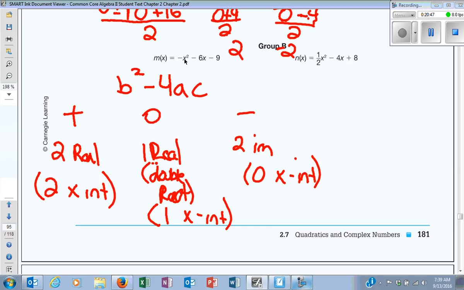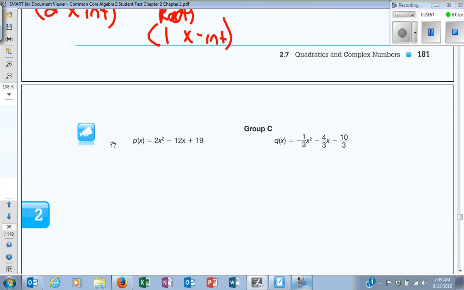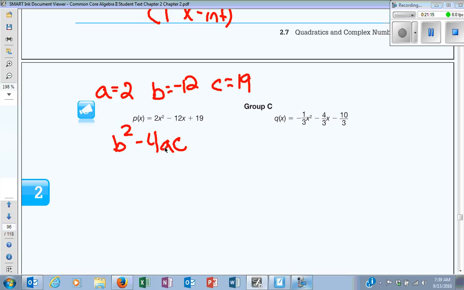So if you wanted to figure out how many X-intercepts this problem has, all you have to do is go b squared minus 4ac. B squared is, what is b for this? Let's label them. A is what? 2. B is negative 12. Be careful on that. It's a negative 12. And C is what? Everybody with me so far?